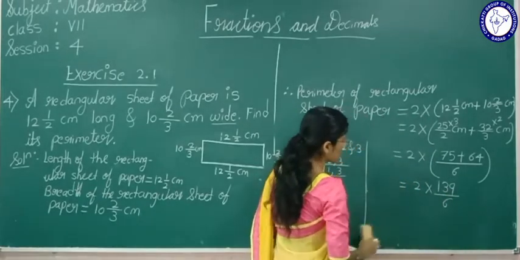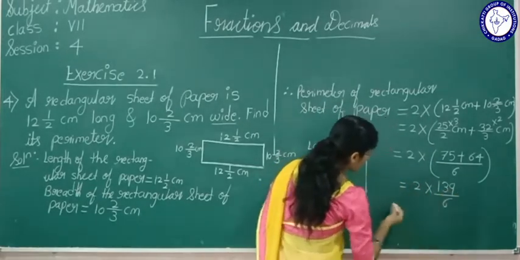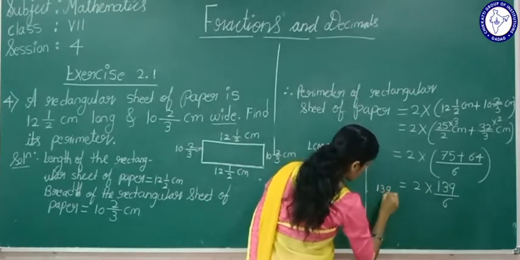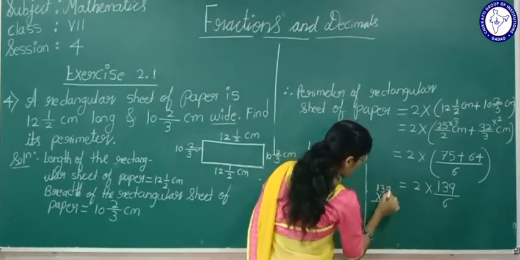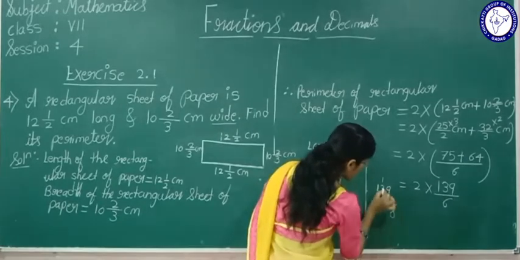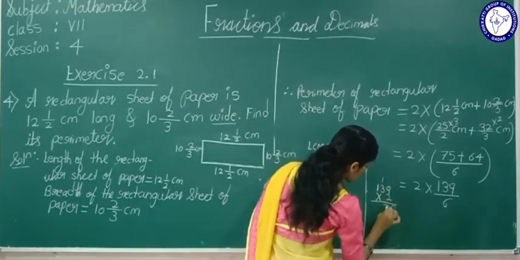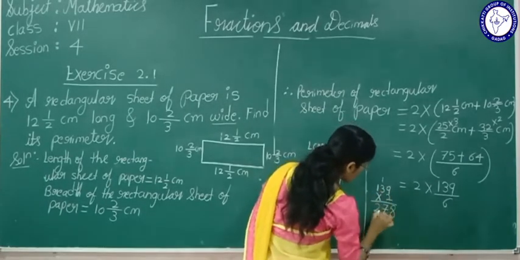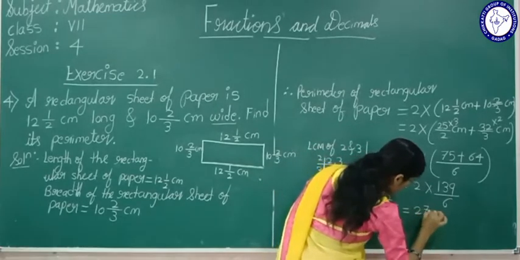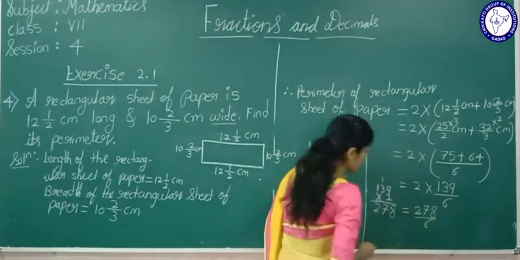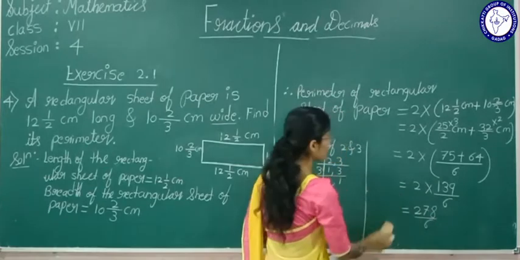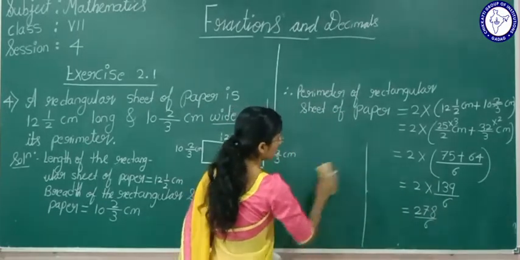Now see, what is 2 multiplied by 139? 9 twos are 18, 3 twos are 6, 6 plus 1 is 7, 1 two is 2. It is 278 divided by 6. Okay, now do the division.